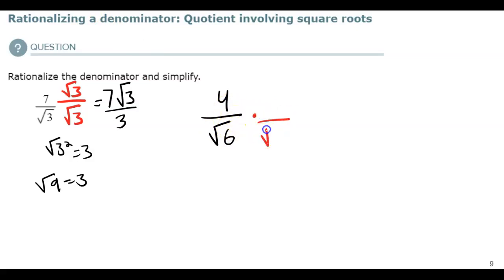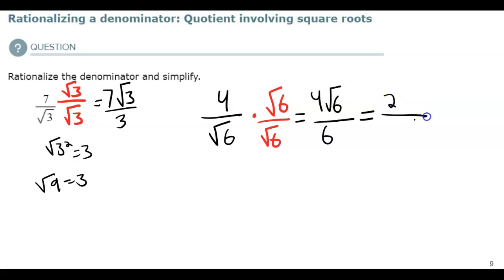So I'd multiply by square root 6 over square root 6 equals 6 over 4 square root 6. That's 2 over 3 square root 6.